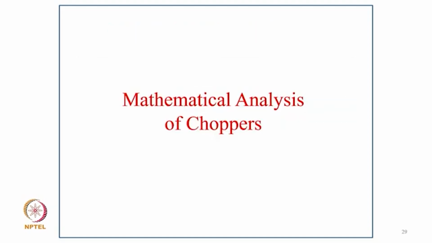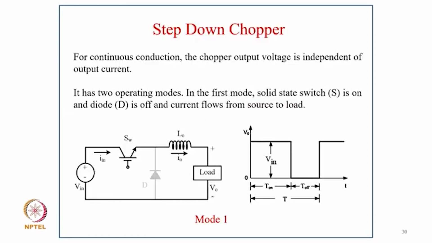Coming to the mathematical analysis of chopper circuits, first taking the example of the step-down chopper. For continuous conduction, the chopper output voltage is independent of the output current, and it has 2 operating modes. In the first mode, the solid-state switch is on and the diode is off, and current flows from source to load during the on period. During the off period the diode conducts. So in mode 1, the switch is on and power flows through the switch to the load.